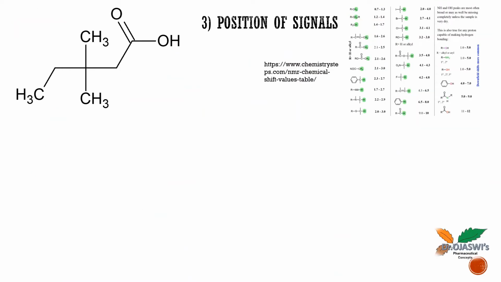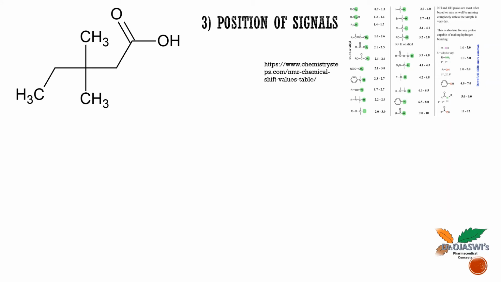Yes, as far as this particular structure is concerned, we should know where the chemically equivalent sets which we have identified earlier. We have identified earlier that for this particular structure 5 peaks will appear. Now in the NMR spectrum, where these 5 peaks will appear, that we have to see now.